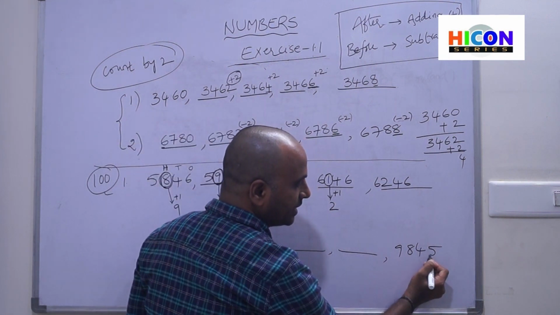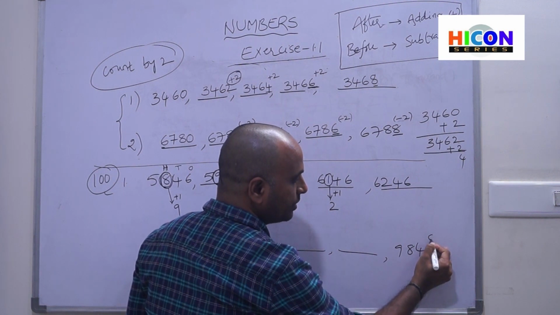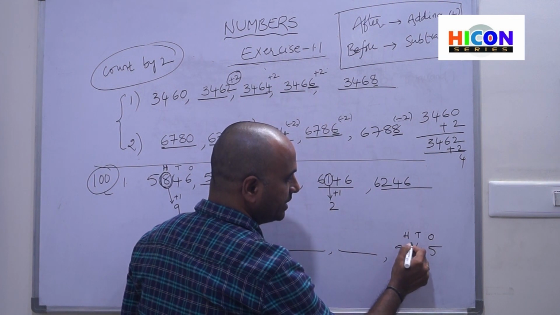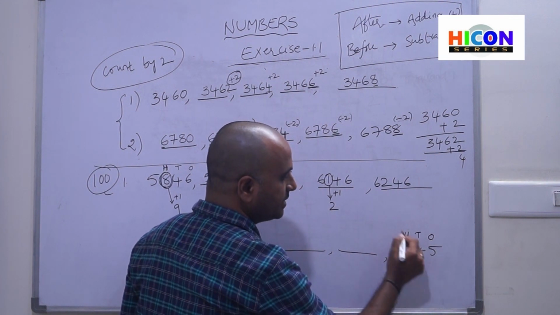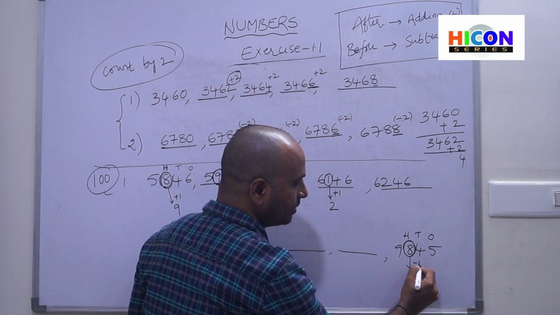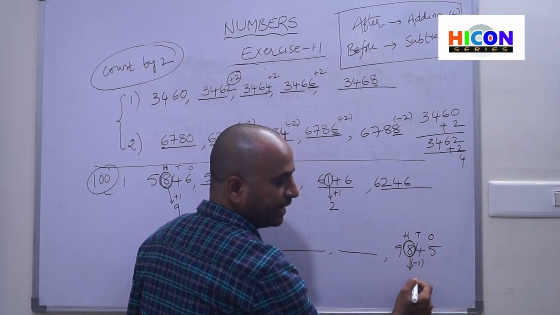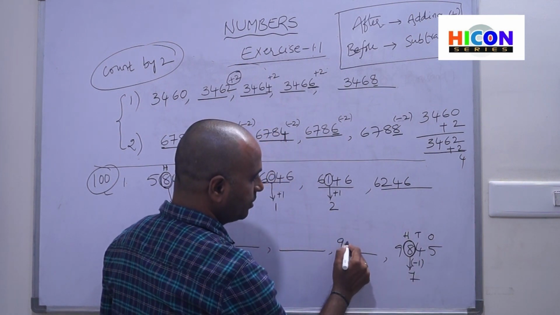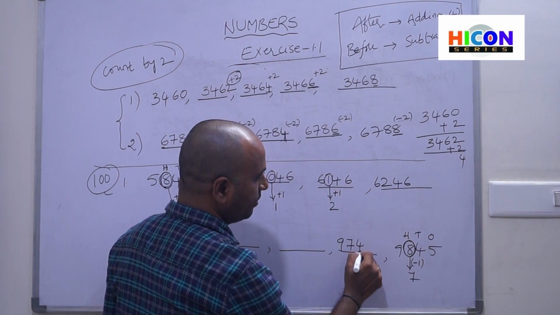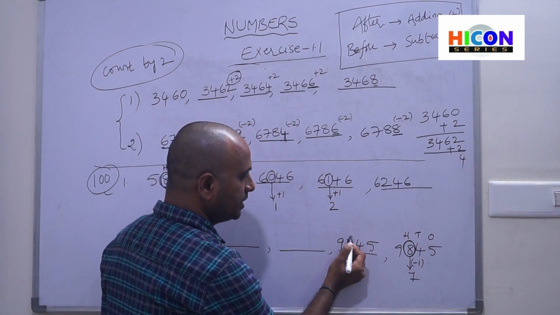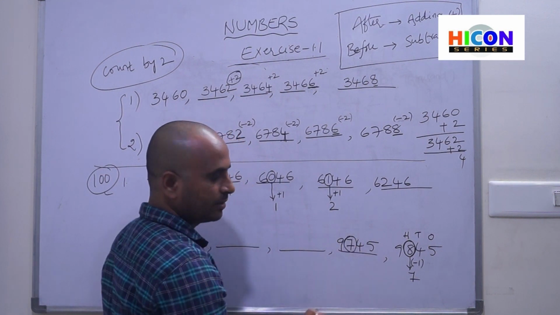Here, this is ones, tens, hundreds. The digit present in the hundreds place is 8. Now subtract 1 from 8. If you subtract 1 from 8, you will get 7. So the number becomes 9745. Now again the digit in the hundreds place is 7.